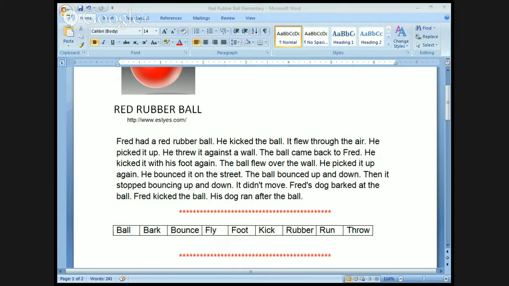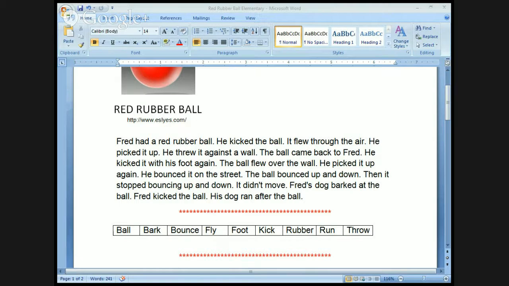That is 1, 2, 3, 4 sentences. Now I would ask if you can summarize these 4 sentences. Summarizing is not the same as reading. We've asked several questions for each of the 4 sentences. Now the goal is to summarize what you specifically remember or know about Fred and this red rubber ball.